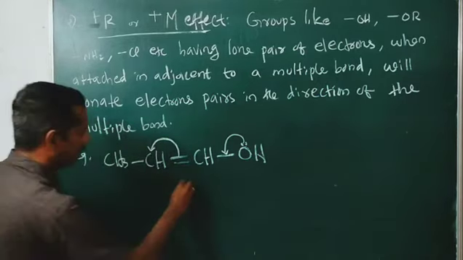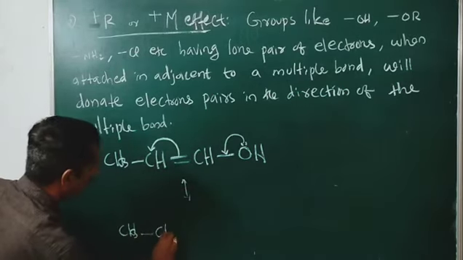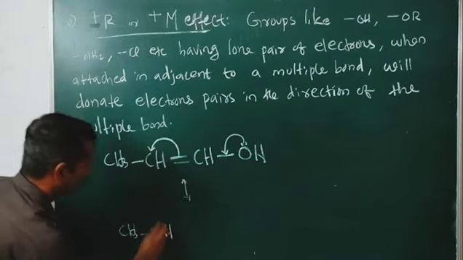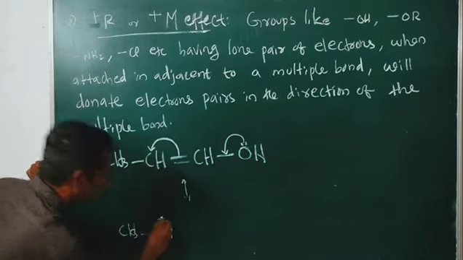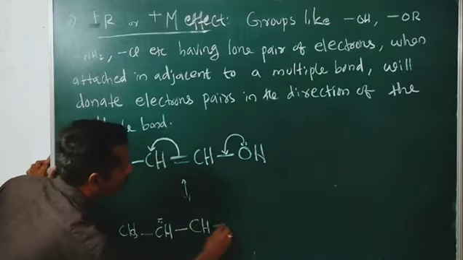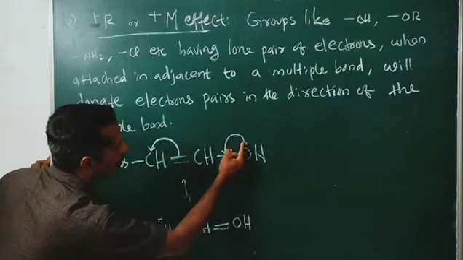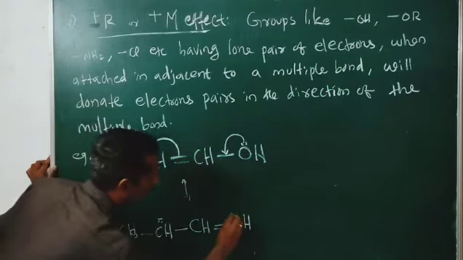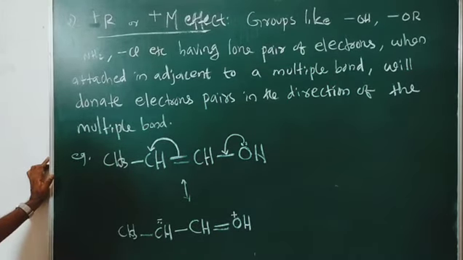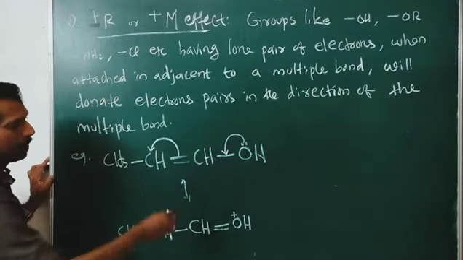Okay, so what do we get? We get a structure like this: CH3 CH. Since this pi electron is shifting to this carbon, the carbon is getting a pair of electrons and a negative charge, and here it will become a single bond, CH double bond OH. Since this pair of electrons is moving from oxygen, oxygen is getting a positive charge. Okay, so this effect is called plus R effect or plus M effect.